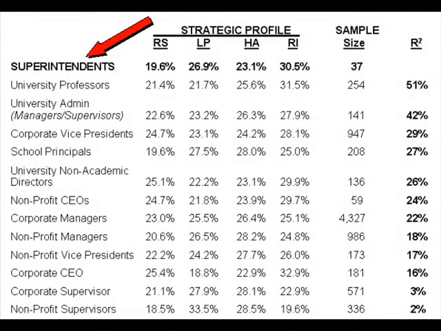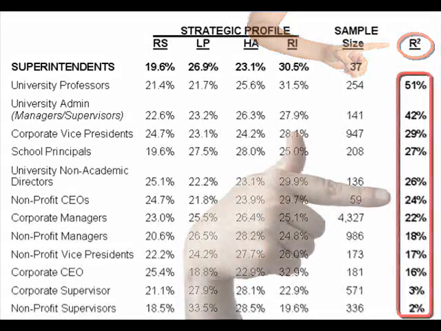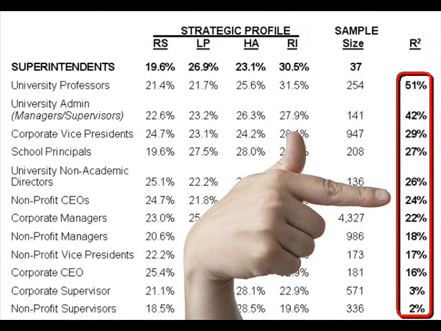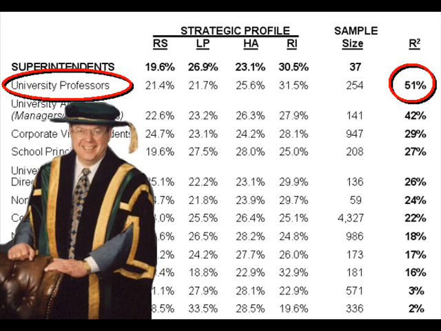This table matches the superintendent's profile with management in other organizations. R-squared, or the coefficient of determination, measures how well the superintendent's overall profile fits these other management functions. 100% would be a perfect match. The superintendent's profile is unique. It does not seem to closely resemble any of the other functions. It turns out that professors come the closest, but even here the overall resemblance is weak at 51%.